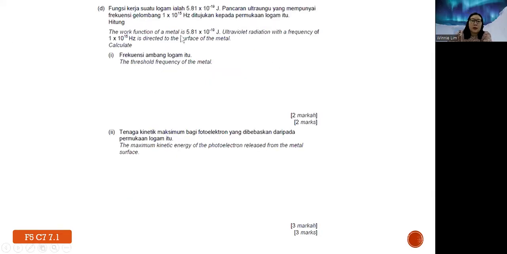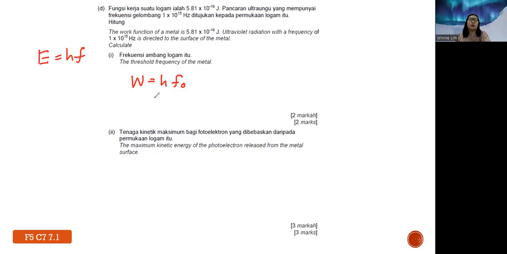Next, the work function of a metal is 5.81 times 10 power negative 19 joule, and ultraviolet radiation with a frequency of 1 times 10 power 15 hertz is directed to the surface of the metal. Calculate the threshold frequency of the metal. Based on Einstein's equation, we can relate the work function with the threshold frequency, which is h f naught. It's just like photon energy in general, E equals hf. So the work function is h f naught.